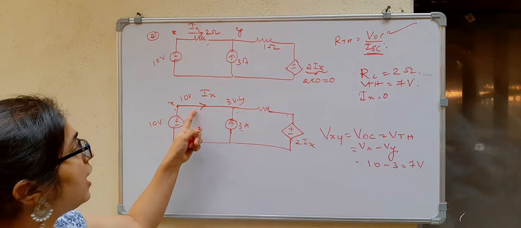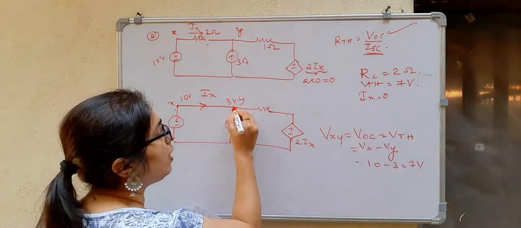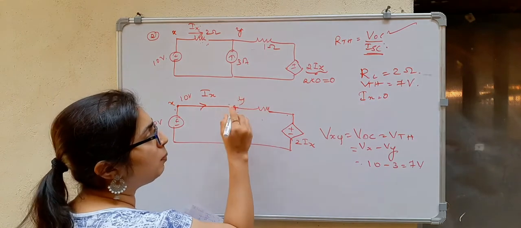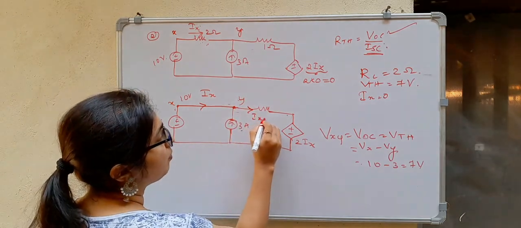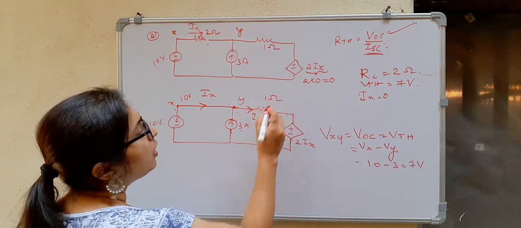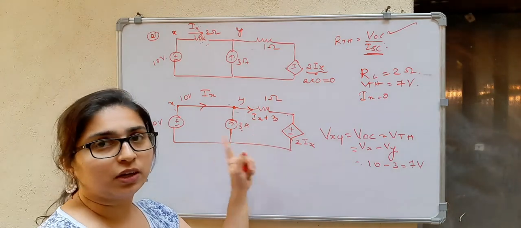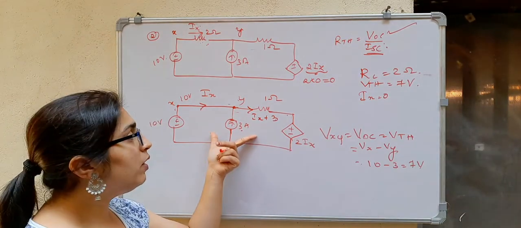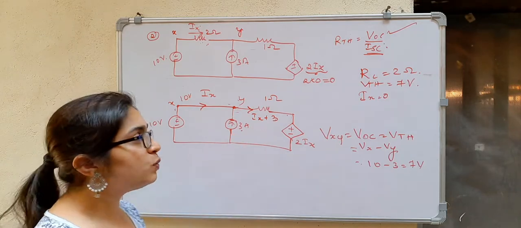Now we can see Ix is this current which is coming here, 3 ampere current. So if I apply the KCL at this particular point, what will be this current? That will be Ix plus 3. Now we cannot apply the KVL here. There are 2 meshes, but between the 2 meshes we have a current source. So we have to apply the concept of super mesh.